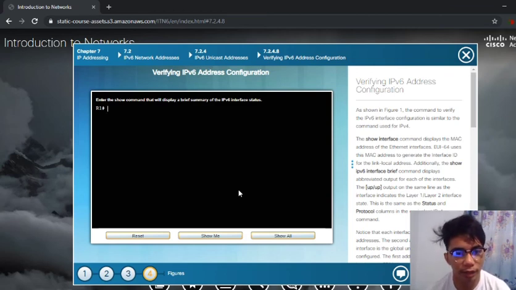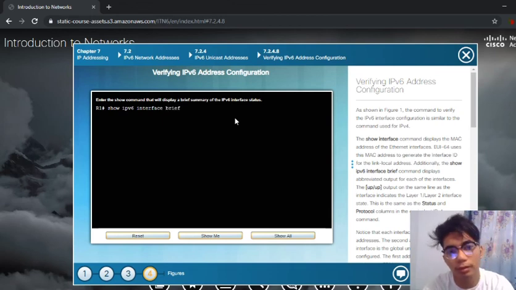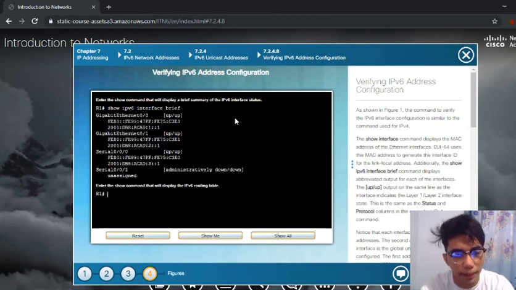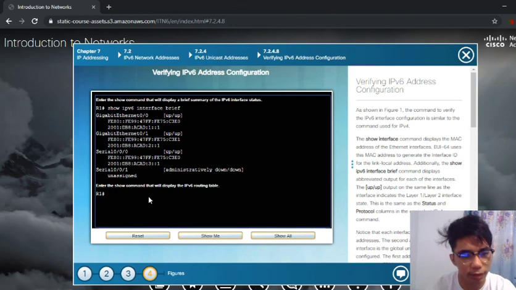And in this part, it's not a configuration, but it is just a summary of how to show the commands. Then as you can see, enter the show command that will display the brief summary, then it will be show IPv6 interface brief if you want to. Then as you can see, that is the brief summary of the IPv6. Then 311, it is dynamic, as you can see.